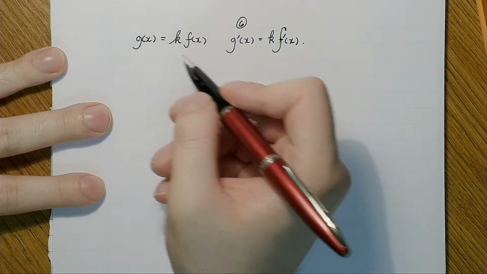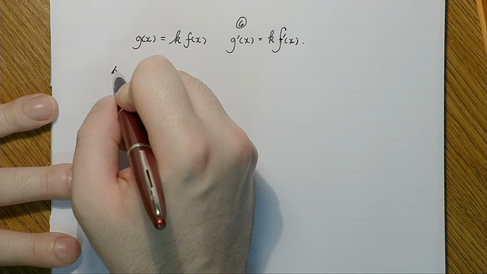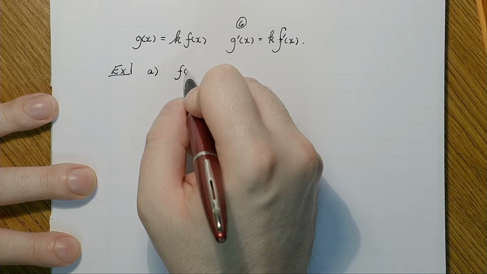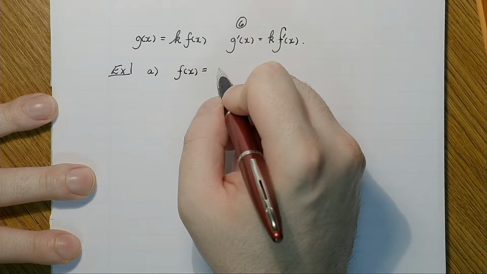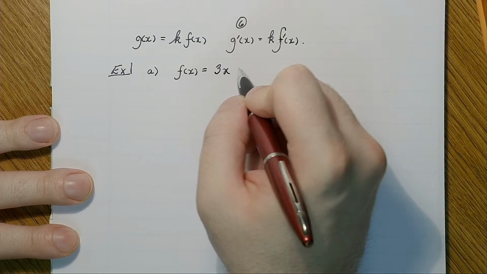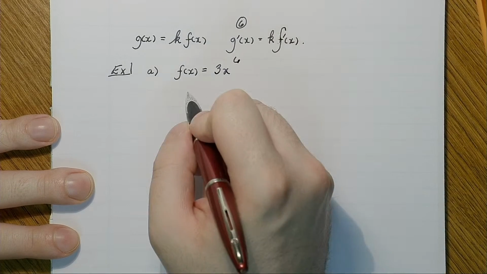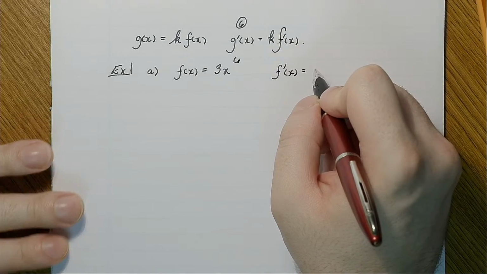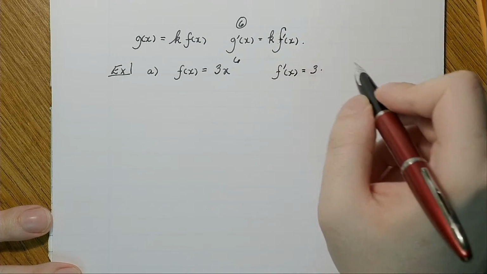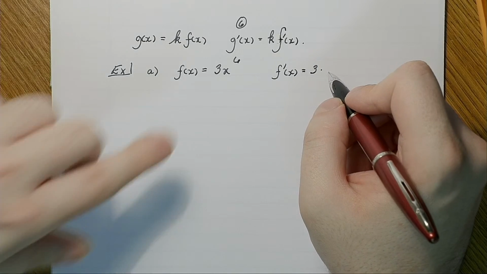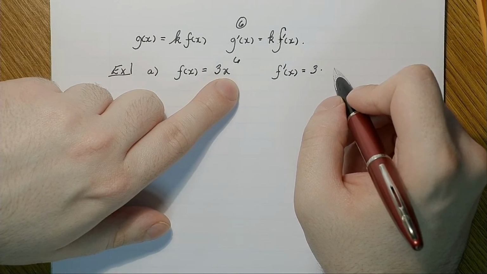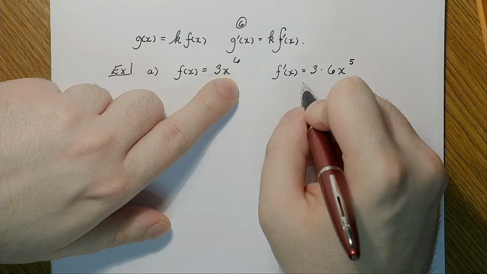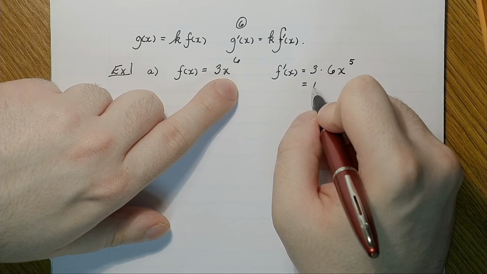Okay, so here's some examples. Here's A. So now I can do 3x to the 6. If I take the derivative of that, I leave the 3 alone, and then I'm going to multiply it by the derivative of x to the 6. So the 6 comes down in front, x to the 5th. 3 times 6 is 18.